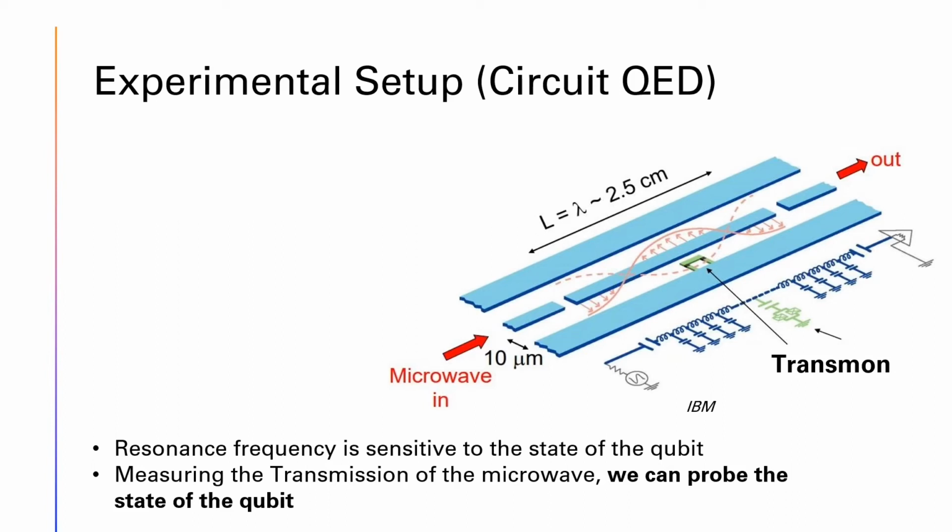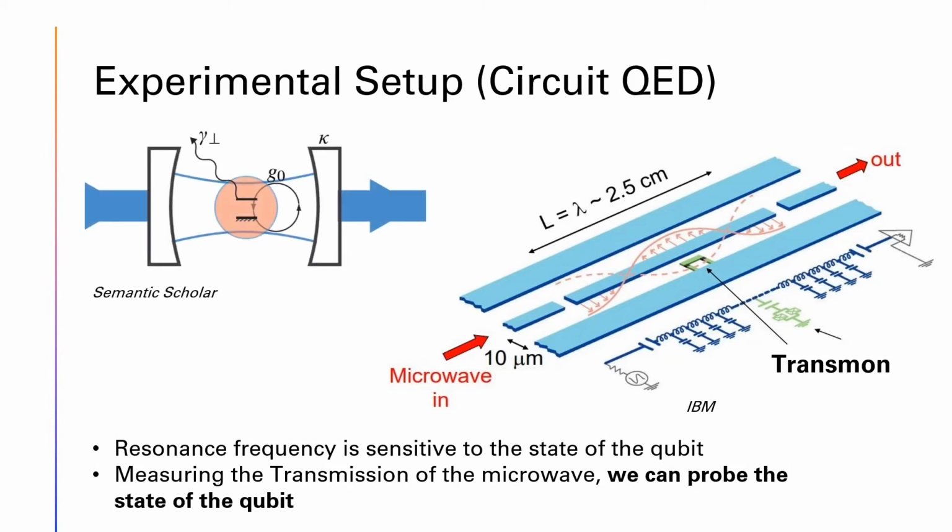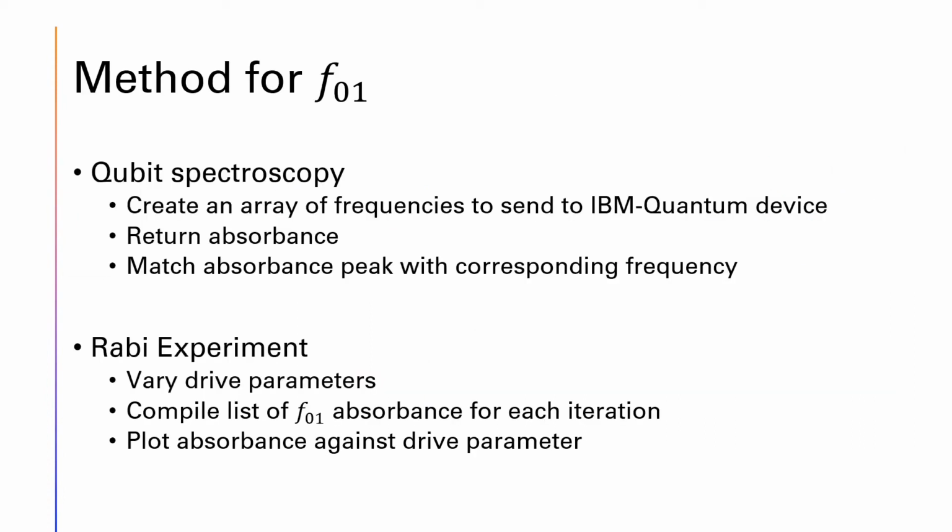This is very similar to what we have at the top left, atomic QED, where we have two mirrors inducing a cavity around the atom. However, on the right, we have a circuit where we have two cuts in the middle coaxial tube, creating a cavity. We measured the absorbance at different drive parameters and found the qubit frequency at maximum absorbance.